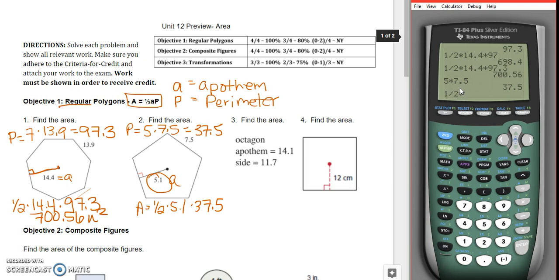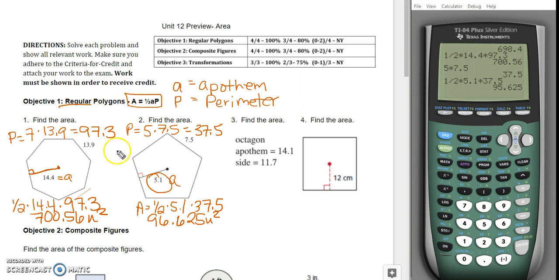1/2 times 5.1 times 37.5, and I get 96.625. My area is equal to 96.625, and that's units squared. Number 3 doesn't have a picture, but I can still find the area. Here's my apothem. My area is going to equal 1/2 of 14.1.